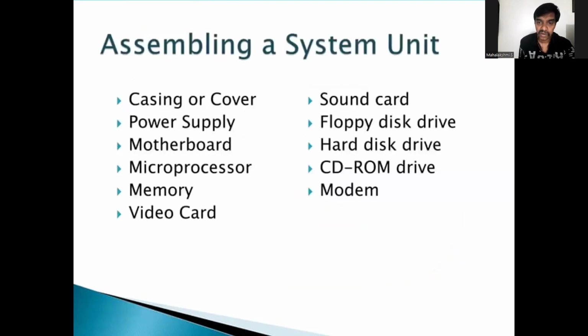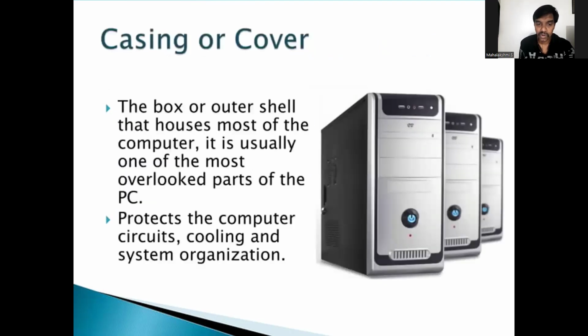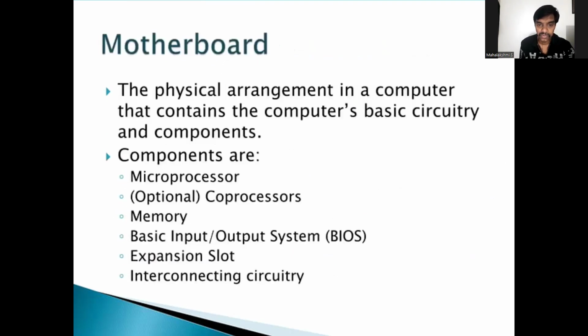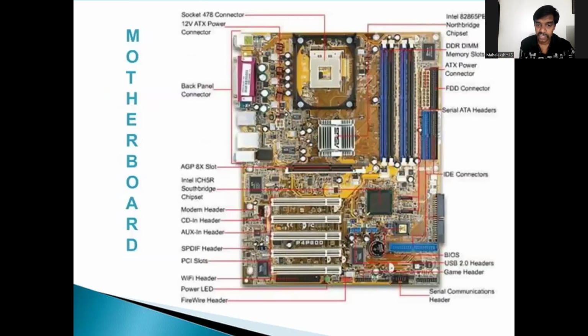And the next one is assembling a system unit. It consists of the following parts: casing, power supply, motherboard, microprocessor, memory, video cards, sound cards, floppy disk, CD-ROM, and modem. And casing is the outer part of the body, a silicon casing, which is mainly used to protect the computer. And next, power supply. This is the capacitor power supply, which is mainly used for disk drive, motherboard connection, fan, switch, covers, and so on.